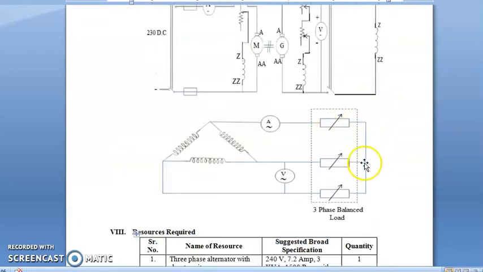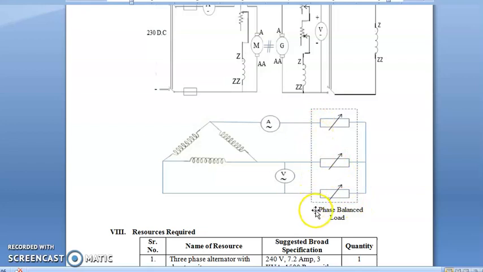After that you should connect three different loads. As I said earlier, for voltage regulation we should connect the load to the alternator. You can use three loads, because we are considering the voltage regulation for three different power factors: unity power factor, lagging power factor, and leading power factor. For unity power factor, you should connect the resistive bank, a balanced three phase load, to the terminals of the generator.